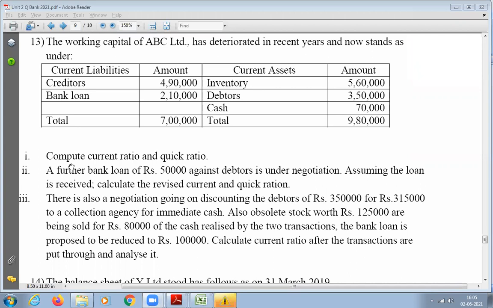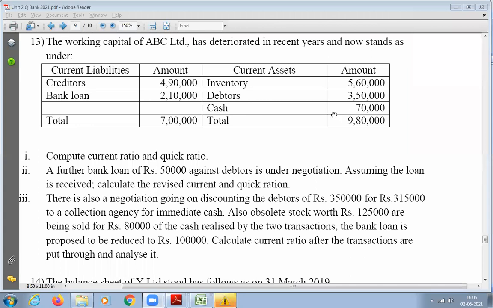Okay, so the first scenario is telling, first question, just calculate the current ratio and quick ratio. Then the second scenario is given to us. Assume that they are going to take a bank loan of 50,000 against debtors. Against debtors means with whatever debtors they have, they are going to take a loan of 50,000, and assume that loan has been received. Calculate the revised current and quick ratios. We have to calculate. And third one, there is also negotiation going on discounting debtors.